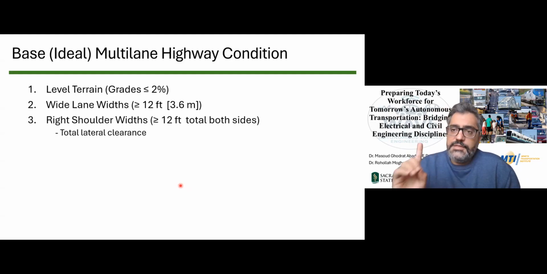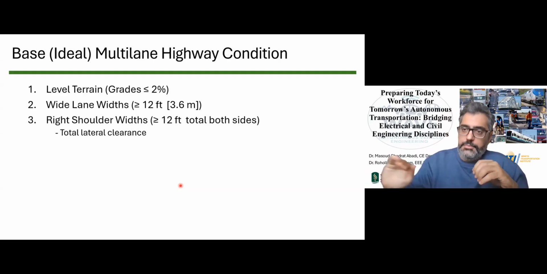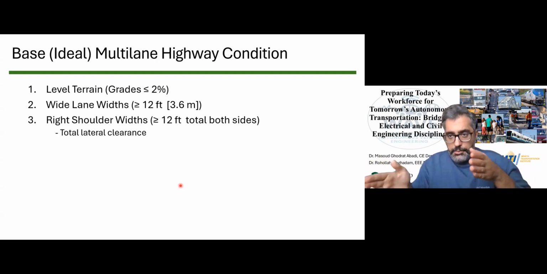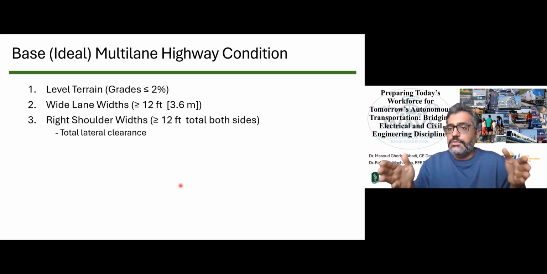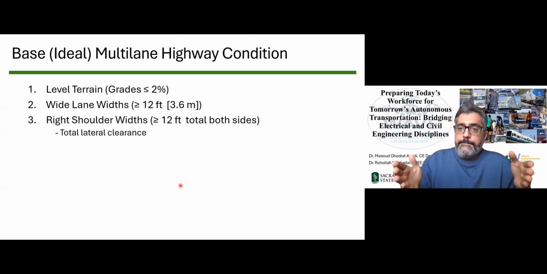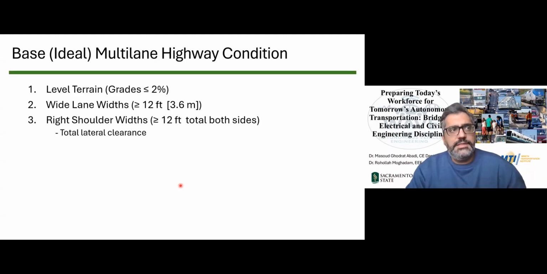Here, because the two directions of a highway could interact with each other, we not only look at the right shoulder, that right buffer, we also look at the left shoulder. So we combine both of them. And in an ideal situation, that combination should be 12 feet. 6 feet would be the ideal, right? If there is anything less than that, we have to see the impact again on the speed.